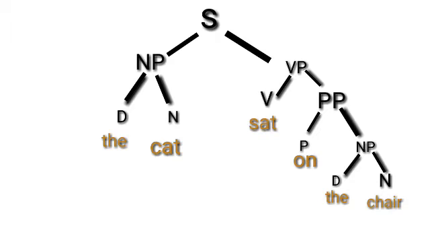You can see that the noun phrase consists of determiner and noun. In "the cat", "the" is the determiner, and "cat" is the noun. And then the verb phrase consists of verb and noun phrase, and prepositional phrase. The verb is "sat", and the prepositional phrase consists of preposition and noun phrase. The preposition is "on", and the noun phrase is "the chair". "The" is the determiner, and "chair" is the noun.